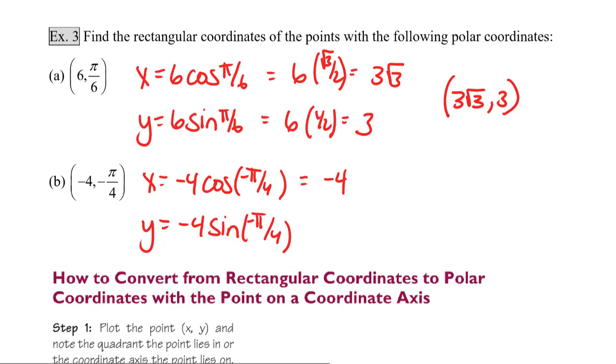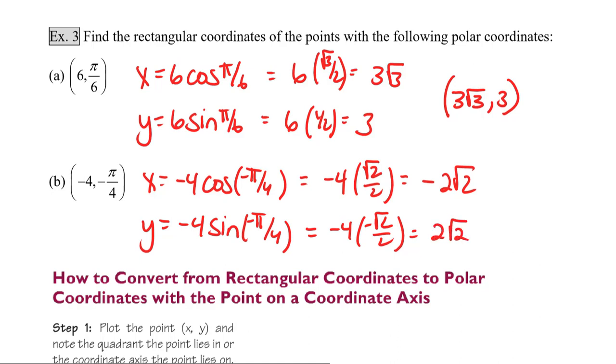Well, cosine is positive in quadrant 4, where negative pi over 4 is, so this is going to be root 2 over 2, which simplifies to negative 2 times the square root of 2. And sine is negative in quadrant 4, so this becomes negative 4 times negative root 2 over 2, which is going to give us a positive 2 root 2. So this ordered pair in rectangular coordinates is negative 2 root 2, 2 root 2.